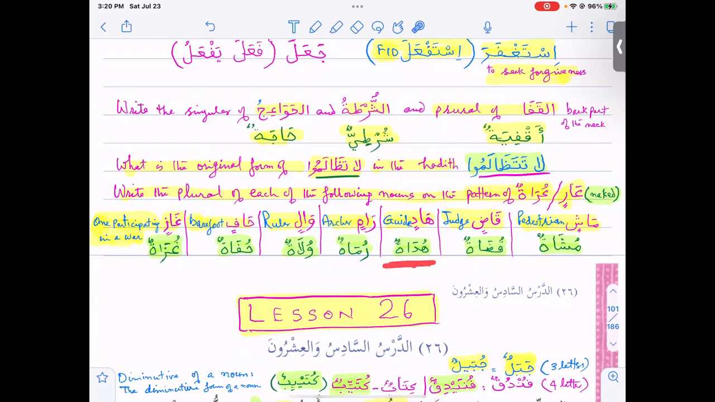hudatun. Ramin, the person who is an archer, throws arrow with a bow, archer. Ramin, rumatun. See, all these: Masha Yamshi Mashin. Kada Yakadi Kadin. Make it plural, then this is also plural, kudatun. Hadin, hudatun. Hada Yahdi Wa Hadin, then plural hudatun. Rama Yarmi Wahua Ramin, rumatun.